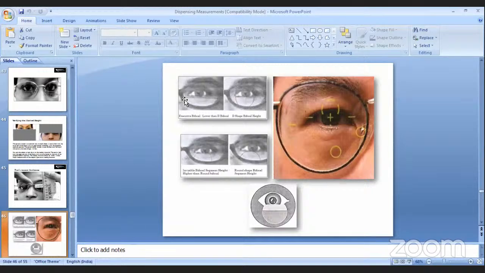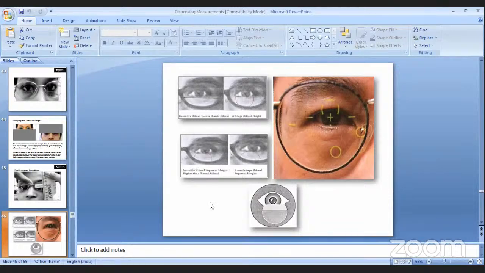we have a thicker demarcation line, in an ideal scenario it should be fitted half or 1 millimeter lower than the lower limbus, because this line of division is very thick. Now, if it is a D bifocal, it can be right at the lower limbus, lower eyelid height. And if it is a round shape bifocal, it can also be at the lower limbus height.